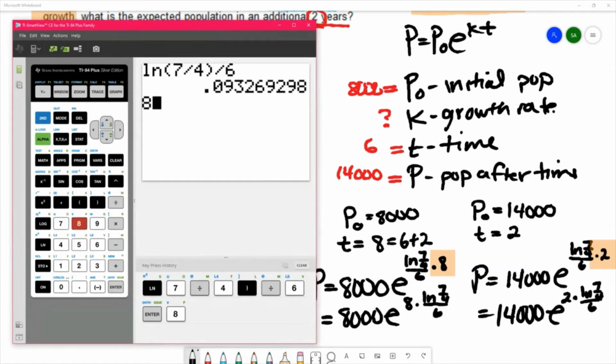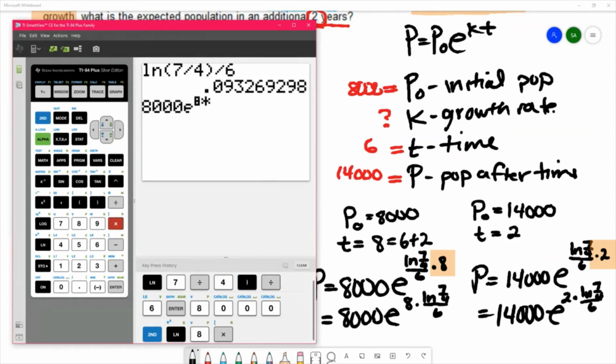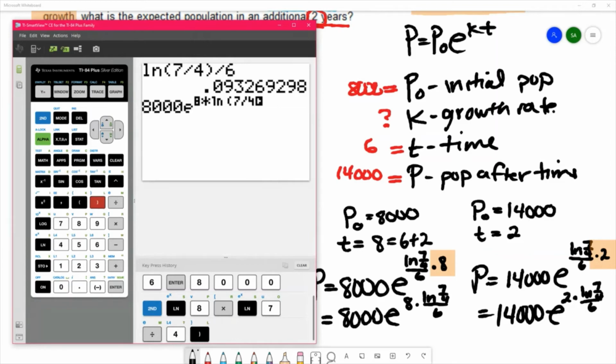We've got 8,000 e to the 8 times natural log. The reason why I moved that time to the front is because you need fewer parentheses when you type this out if you put that 8 in the front. So 8 natural log of 7/4 divided by 6. And we have 16,870. We'll round to the nearest person, so that's 16,871.